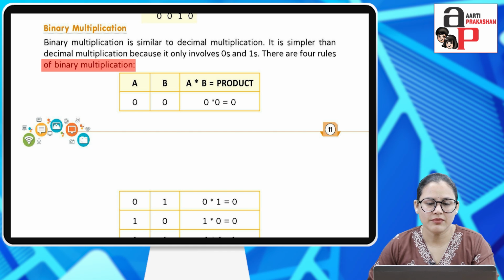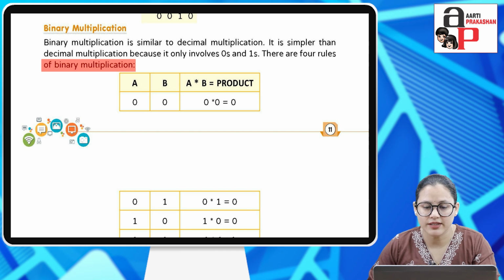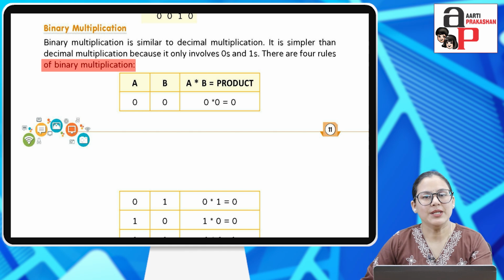Okay. Now see the multiplication. 1 into 0 is 0. 1 into 1 is 1. 1 into 1 is 1. Okay. Then 1 into 0 is 0. Again we'll write the same. Okay, and then add. So 10010 is the product.